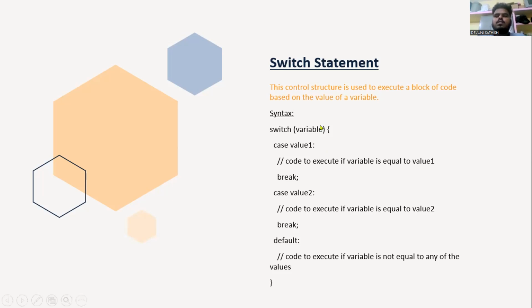It executes a block of code from the value of 1. If we give any other option like value 0, there is no value 0 in the cases. So it first checks the cases. If the case is not in the list, then it executes the default block of code.